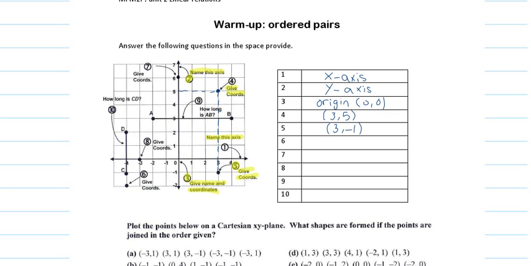6 is right here. So give the coordinate of this point. What's the value of x? Minus 4. Yeah. And what's the value of y? Negative 2. Yeah. So it's going to be negative 4, comma, negative 2.